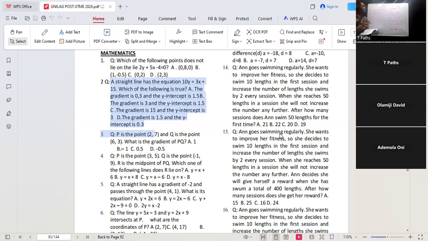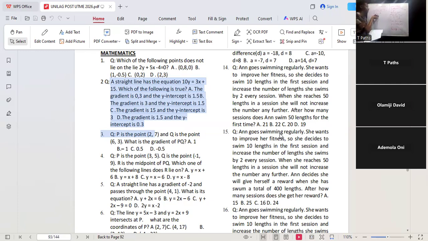So what we can see in this question is they are asking us to find which is true from this equation of the line. What they're asking us is the y-intercept and the gradient. So from the slope and intercept form, we know that this is the y-intercept and m is the gradient. So what we need to do is represent this equation to look like this.